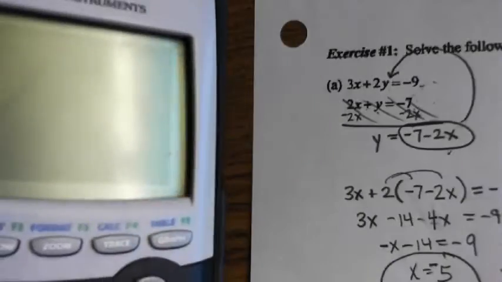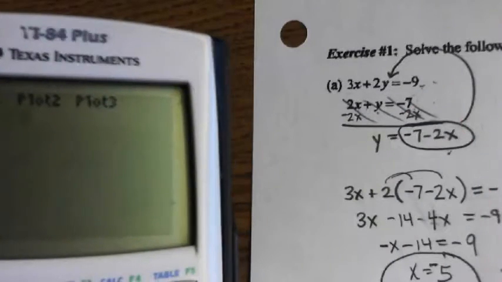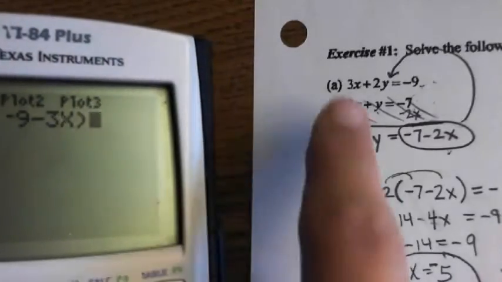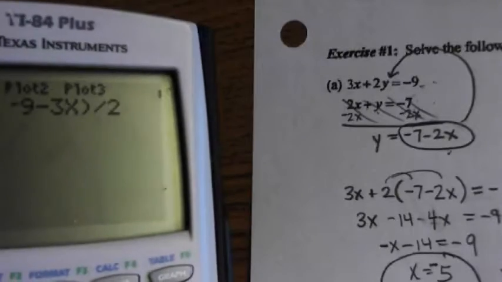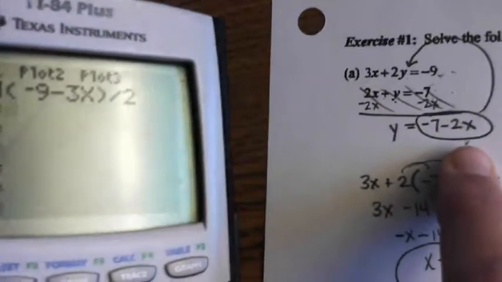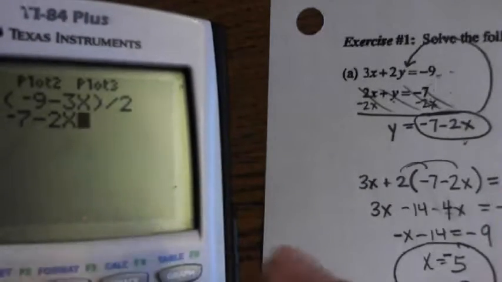I'll just show you quickly. So y equals, that's going to be negative 9 minus the 3x over. I'd have to subtract that 3x over, and then I'll have to divide that whole thing by 2. That's going to be the first line. The second line, I already solved for y, so negative 7 minus 2x. Graph.